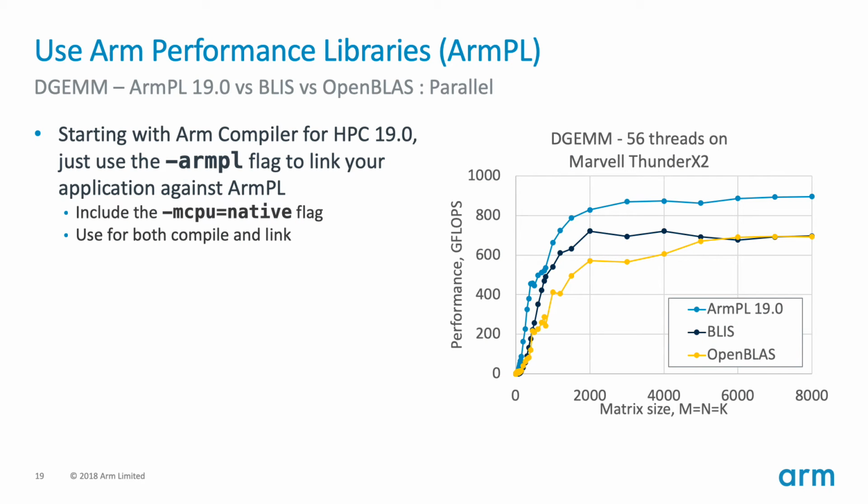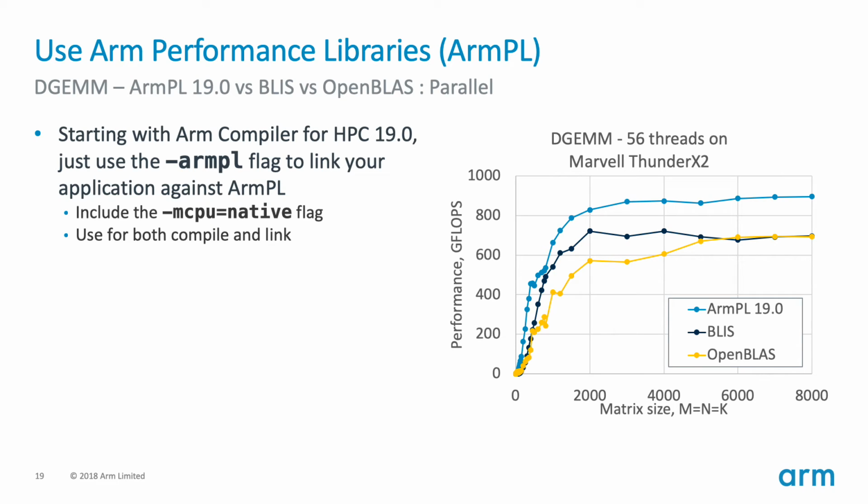I mentioned ARM performance libraries earlier, and now it really is key for getting good performance, especially on systems like ThunderX2, that you link against the ARM performance libraries. Starting with the HPC compiler 19.0, you can use the -armpl flag to link your application against ARMPL. This is a really nice and easy way to get a solid performance boost.